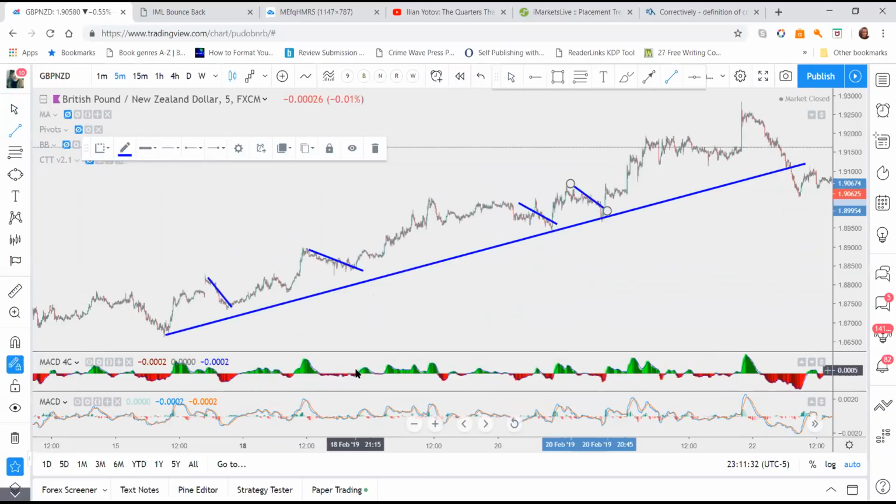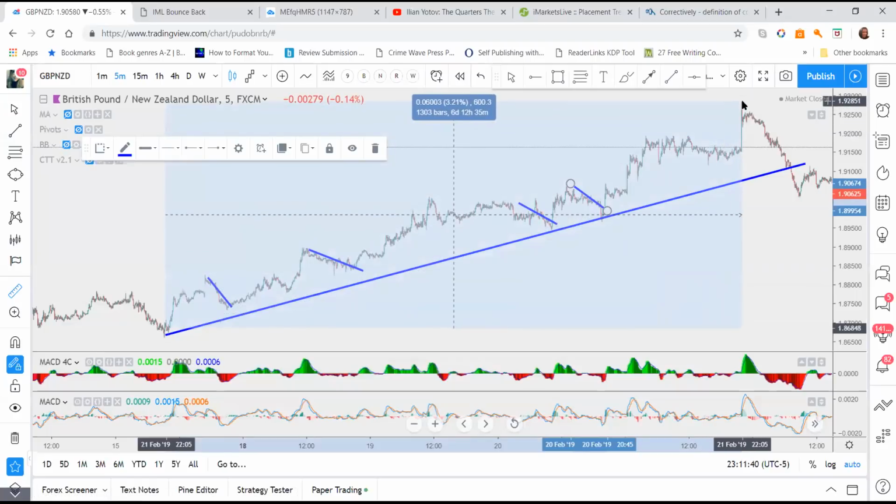So each time it pulled into your MACD, you could have entered here. You just had a longer flag. You could have entered here. You could have entered all the way up. And this is a lot of pips. I'm gonna tell you that now. 600 pips.